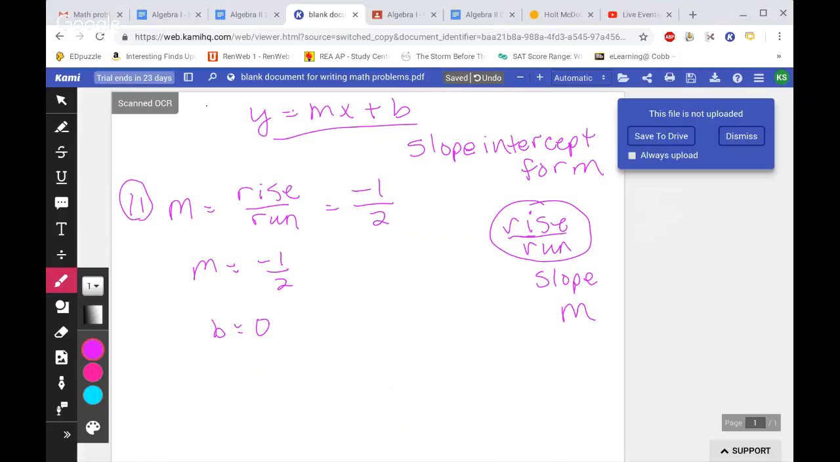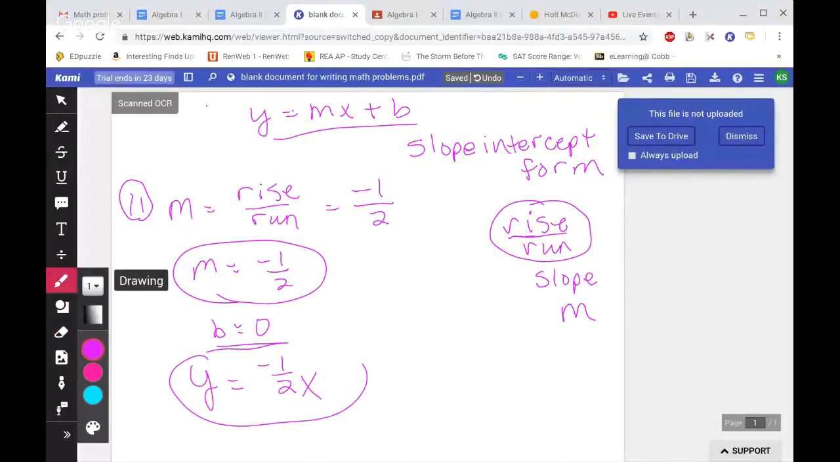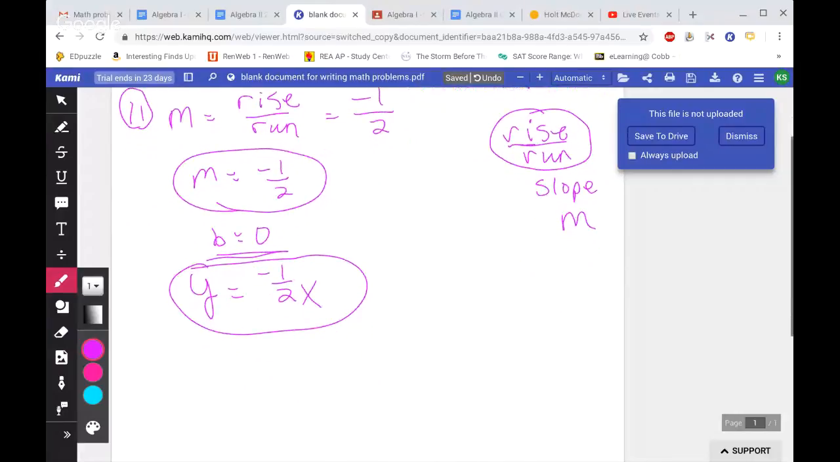So the equation of the line, which is what the instructions say to do, write an equation of the line shown. So it will be y equals, and then I'm going to use my M, -1/2 x. And I don't have to put anything since that's plus 0. It would be plus 0, but I really don't have to write that. So the answer to number 11 is y equals -1/2 x.